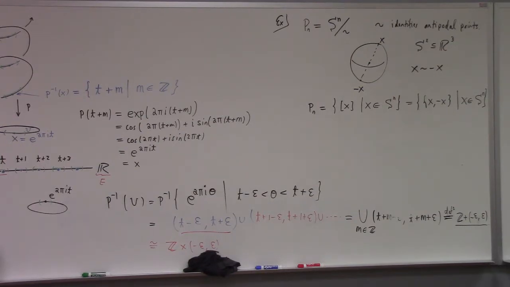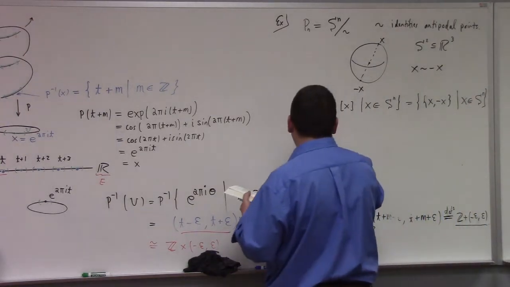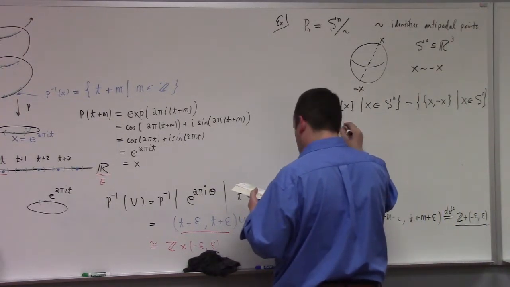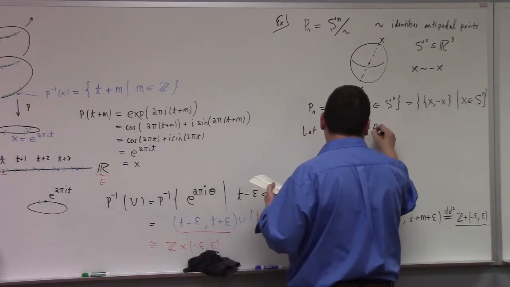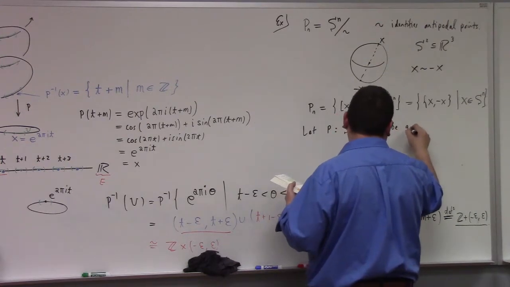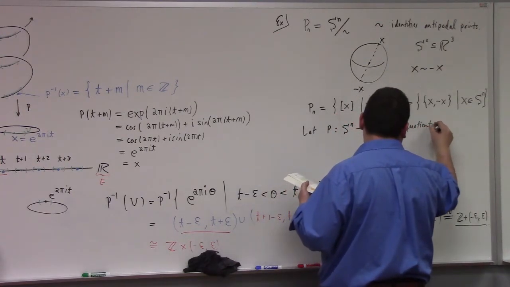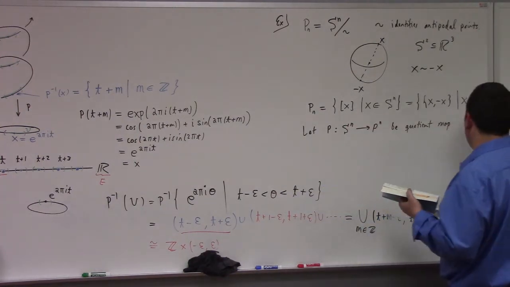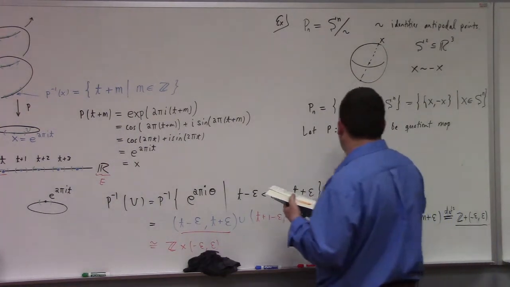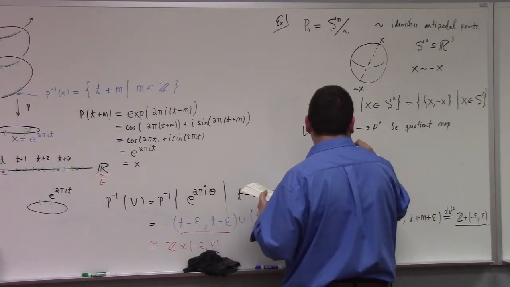Now, he says what we should look at is the quotient space obtained from the unit sphere by identifying antipodal points. And he says, let P from the n sphere to Pn be the quotient map. So what does that do? In other words, what is P of x equal to?